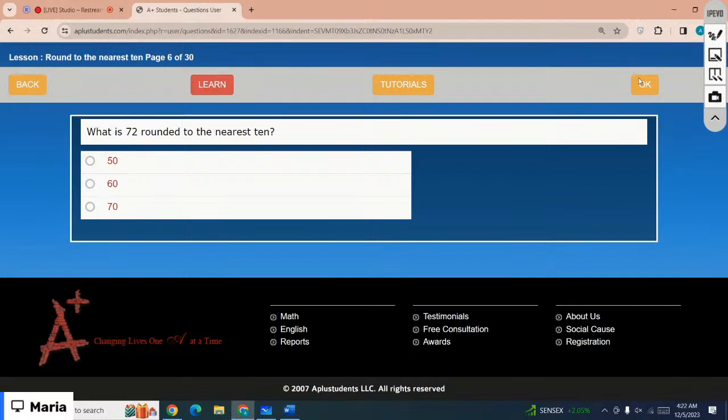Okay, the next one is what is 72 rounded to the nearest 10, which is the correct option? 72 is rounded off to. Yes, the correct option is 70. 72 is rounded off to 70. Very good. The correct option is 70.